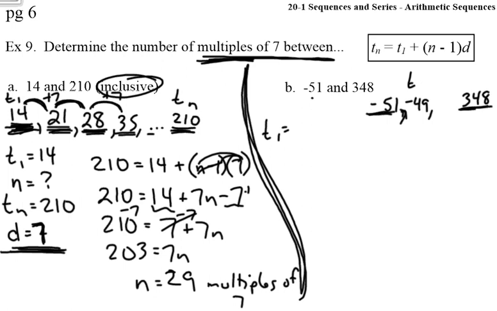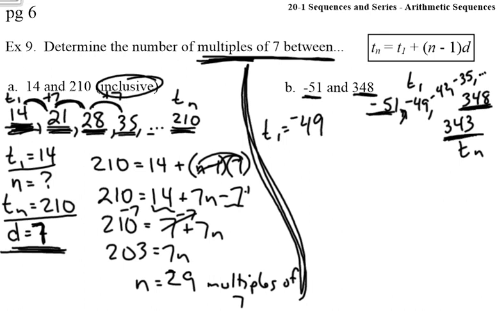The first multiple of 7 is negative 49, and then negative 42, and then negative 35, and so on until we get to the end. 348 isn't our last multiple of 7. 343 is the last multiple of 7. So you have to be careful. Negative 51 and 348, that's not T1 and Tn like it was in the first one. T1 is negative 49, and T of n is 343 because those are the multiples of 7.